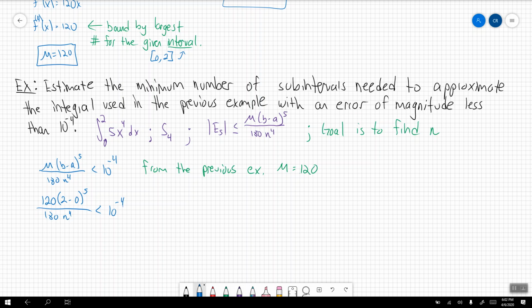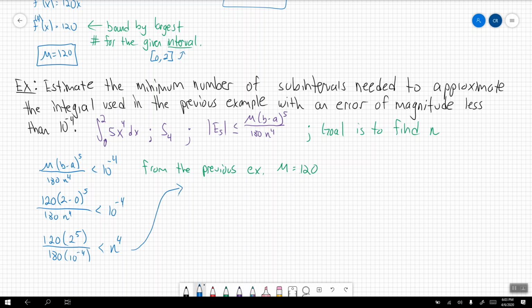Now let's see if we can work through some simplification here. Again, we're trying to solve for n, so we're going to make sure that we solve for n. Remember, n is always going to be positive, so we've got to keep that in mind. All right. So I want to multiply both sides by n. So that's going to be 120 multiplied by 2 to the power of 5 divided by 180. And I'm going to divide both sides by 10 to the power of negative 4, just like that. Awesome. All right, and this is going to be less than n to the 4th.